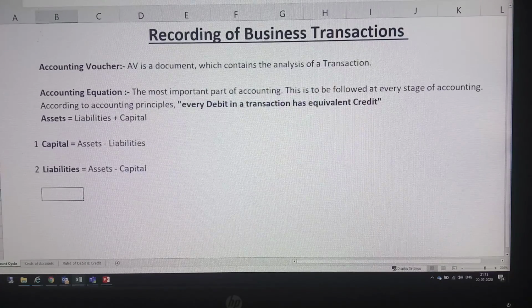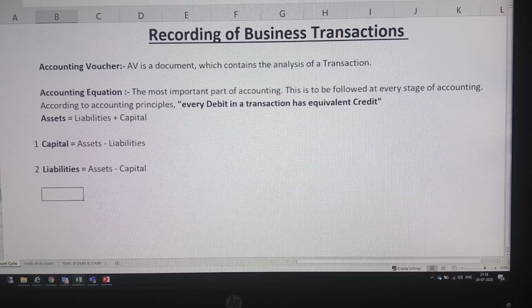First of all, we need to understand the accounting voucher. An accounting voucher is a document which contains an analysis of a transaction. It is the basis of recording the transaction in the books of accounts. It is prepared by an accountant and countersigned by an authorized person. So this is how it used to happen in the early stages of accounting.